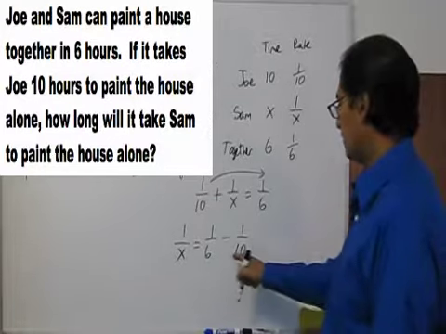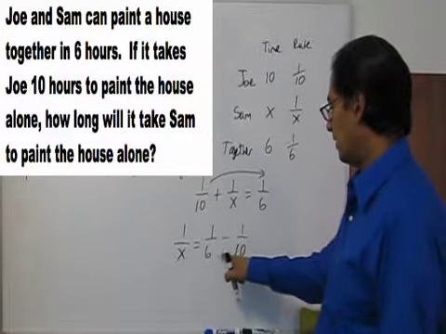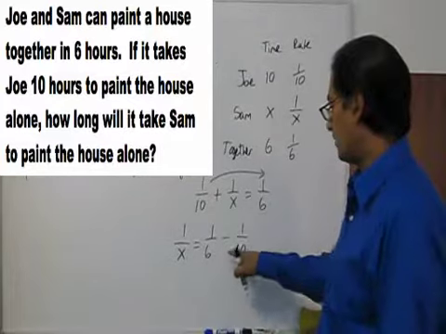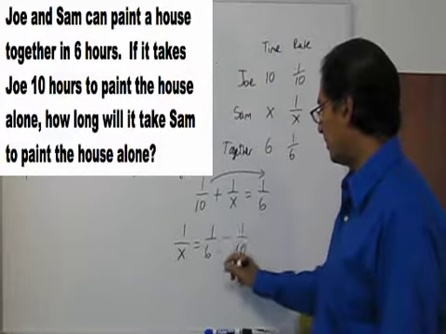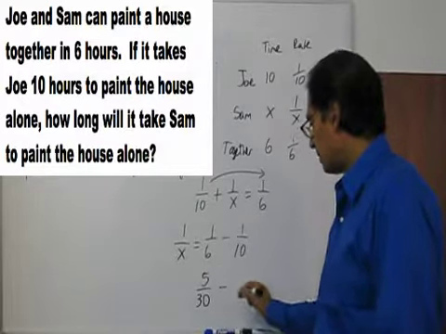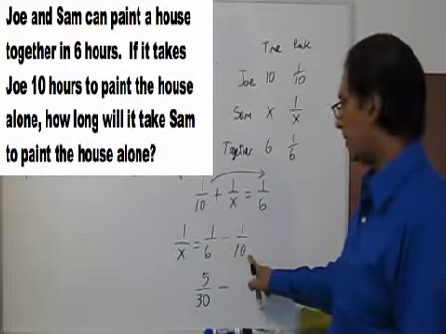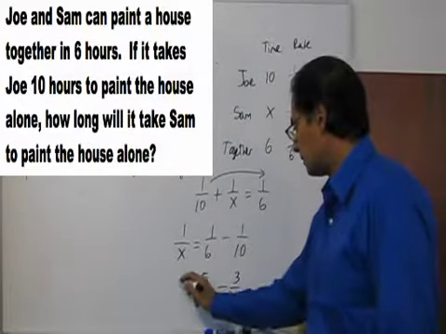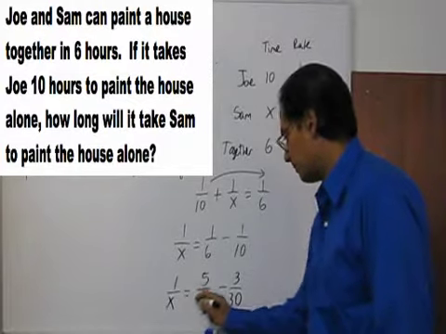Using fractions, we know that the common denominator of 6 and 10 is 30, and so I have to multiply this by 5 top and bottom. So we get 5 over 30. And 10 we multiply by 3 top and bottom. So we get 3 over 30. That's what 1 over x is equal to.